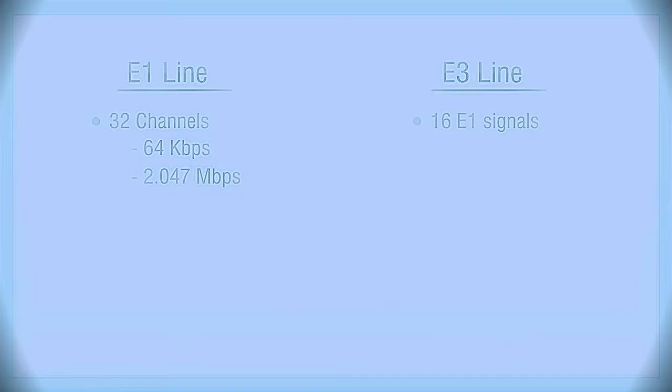An E1 line uses 32 channels, each transferring data at 64 kilobits per second. You can see this is much like a T1 line, it just has a few more channels. If you do the math, multiply 32 times 64 kilobits per second, and you'll find that an E1 line provides a total throughput of around 2.047 megabits per second. There's also an E3 line in the E-carrier system. An E3 line uses 16 E1 signals. These 32 channels together form an E1 signal, just as we had a DS1 signal with the T-carrier system. 16 of these E1 signals together provide us with a total bandwidth of 34.368 megabits per second.